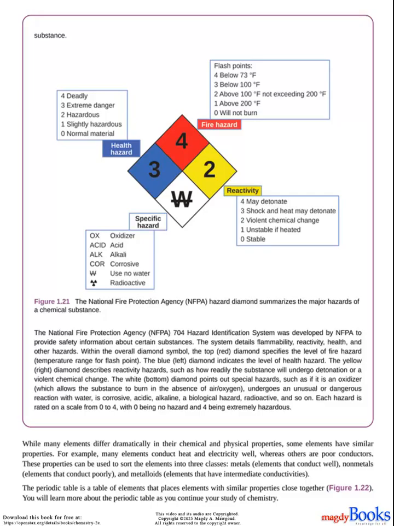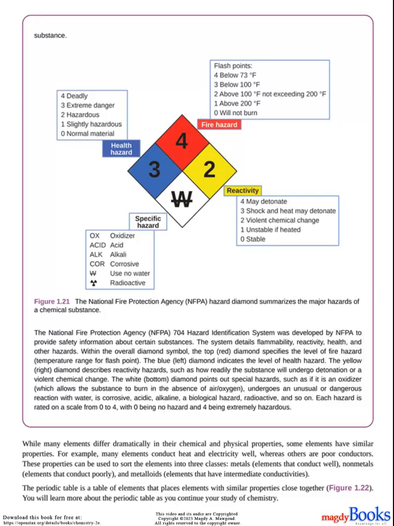The yellow, right, diamond describes reactivity hazards, such as how readily the substance will undergo detonation or a violent chemical change. The white, bottom, diamond points out special hazards, such as if it is an oxidizer, which allows the substance to burn in the absence of air or oxygen, undergoes an unusual or dangerous reaction with water, is corrosive, acidic, alkaline, a biological hazard, radioactive, and so on. Each hazard is rated on a scale from 0 to 4, with 0 being no hazard and 4 being extremely hazardous.